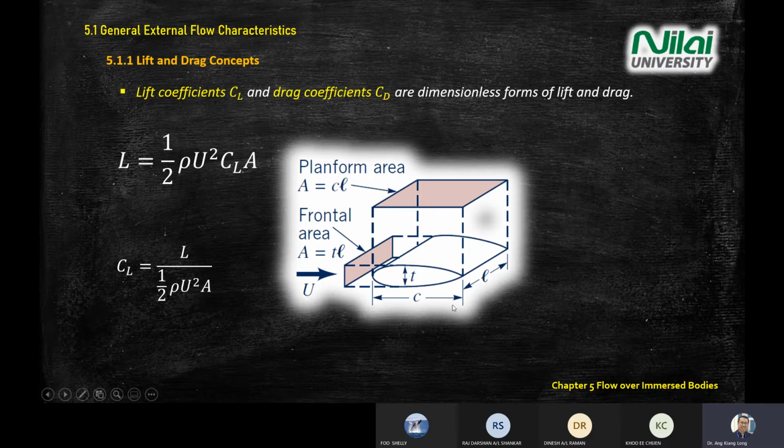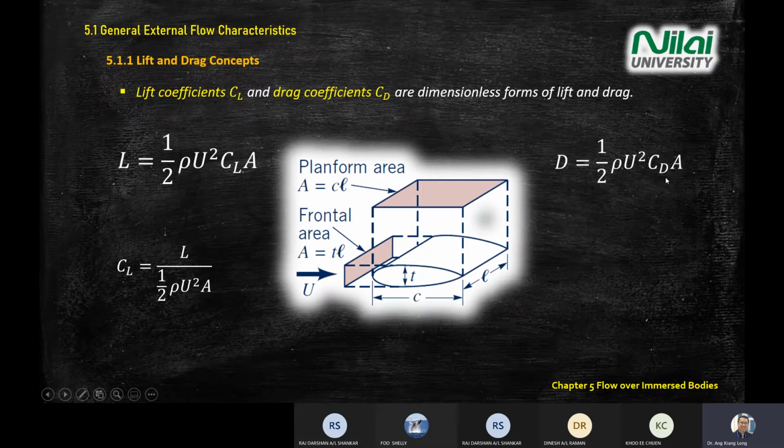You do the same for drag. The drag equation is the same as the lift equation. Comparing side by side, the only difference is the CD, or the drag coefficient. So you can write CD equals D divided by half rho V squared A.